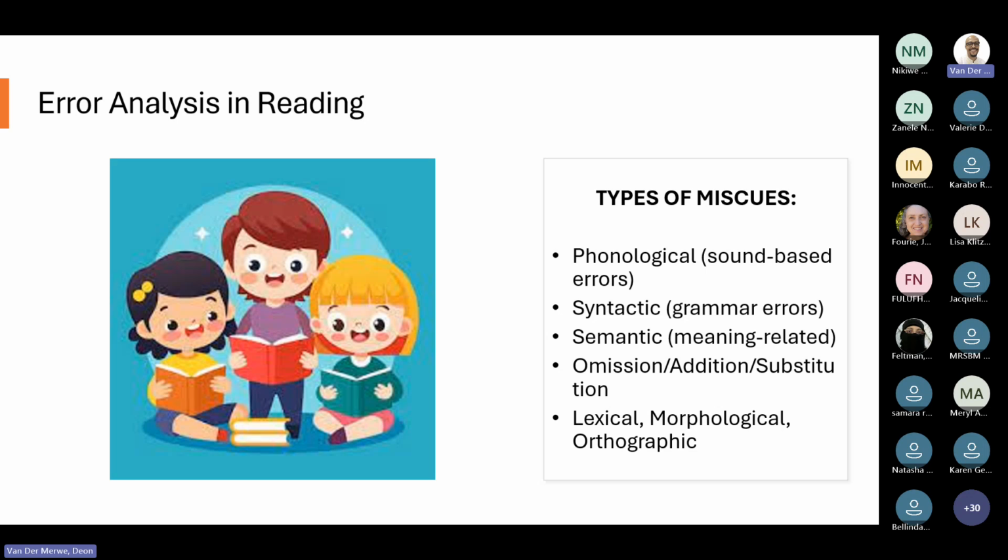Use the scoring rubrics and track changes over time. If a learner consistently makes phonological errors, for example, focus on phonics instruction, and that will help you come up with an intervention that is quite specific in terms of the need presented for that particular learner.